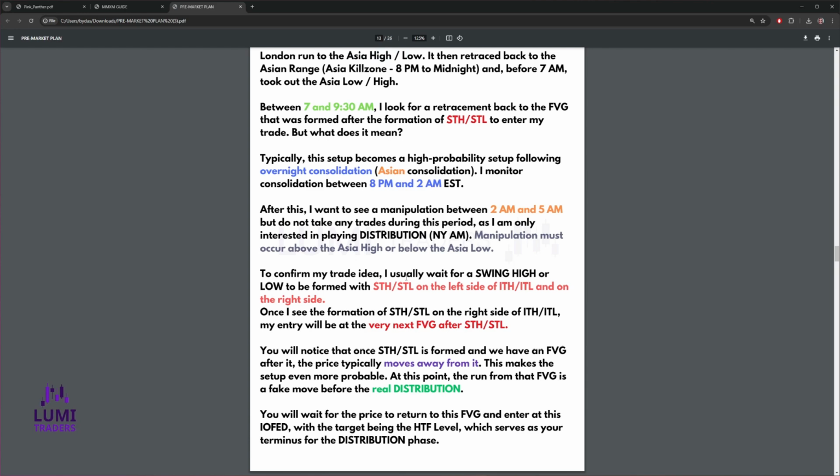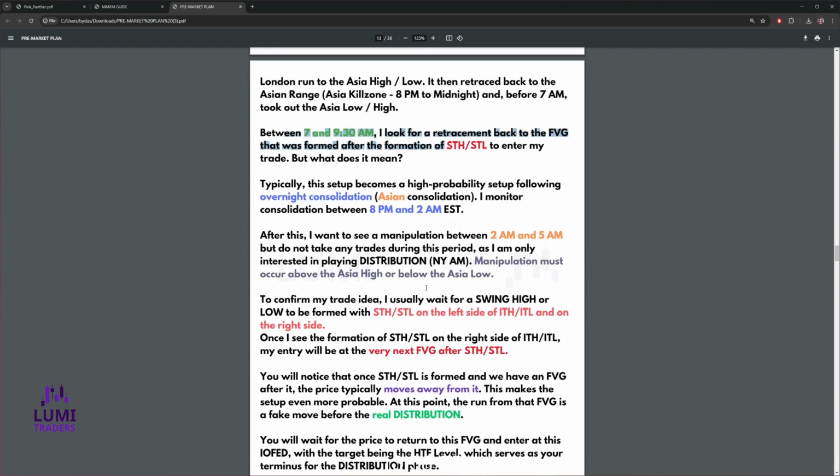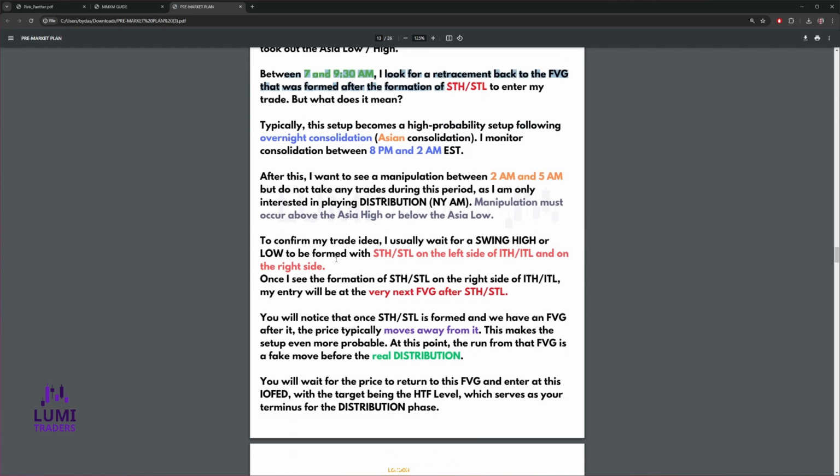In this case, that we talk about Asia high, we got manipulation above Asia high. To confirm my trade, I usually wait for a swing high or swing low. In this case, swing high. I want to explain this part right now. To be formed with a short-term high on the left side of an intermediate term high and a short-term high on the right side of this intermediate term high. Once I see the formation of a short-term high on the right side of the intermediate term high, my entry will be at the very next fair value gap after the short-term high.